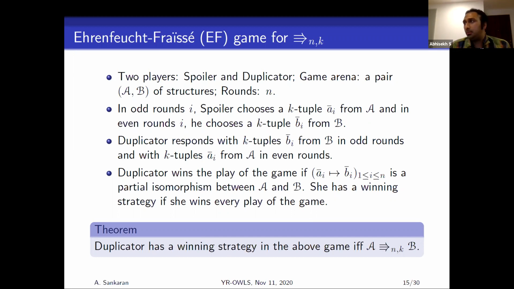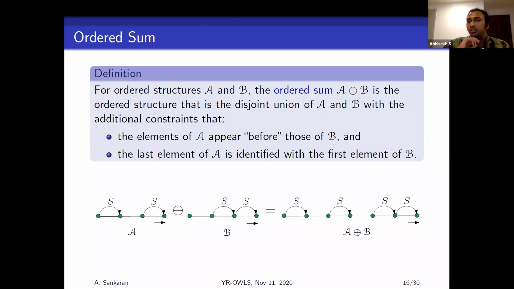A ≡_k B. Okay, so A ≡_k B is not a symmetric relation, and that is also reflected in this game because we are considering a pair of structures, and A is the first component of that pair. So that's the EF game characterization of this relation, which we will immediately utilize for our purposes. But before that, I'll just formally define the notion of an ordered sum. We have already seen this.